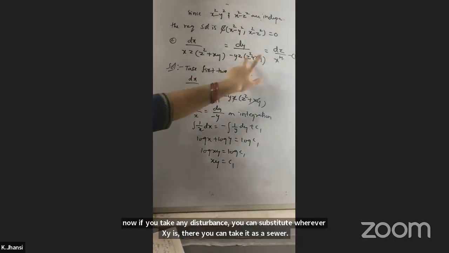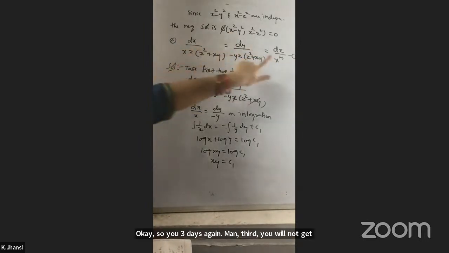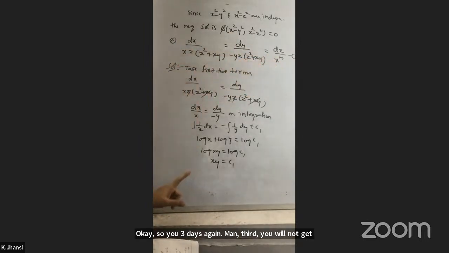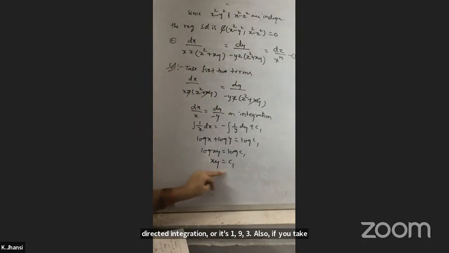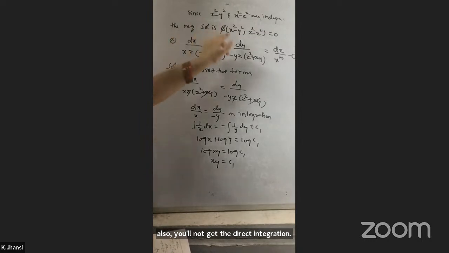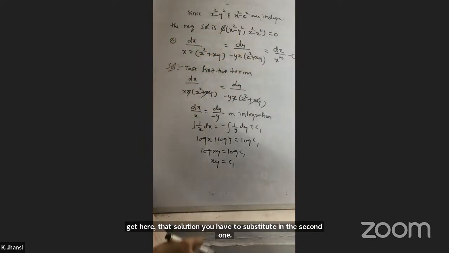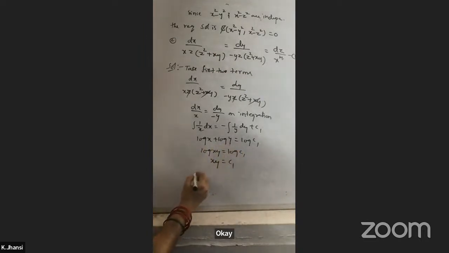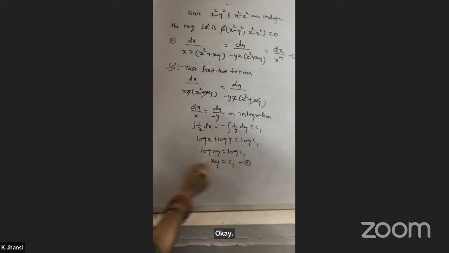So if you take the second and third, you will not get a direct integration, or if you take 1 and 3 also, you will not get the direct integration. For such types of problems, whatever solution you get here, you have to substitute in the second one. Okay. The first equation we have to know. So this you can take as 2.